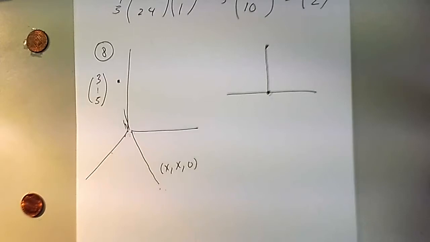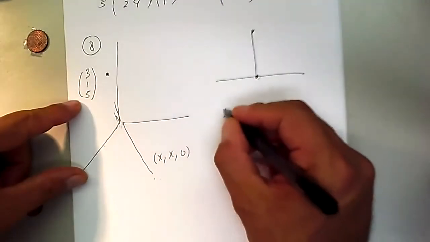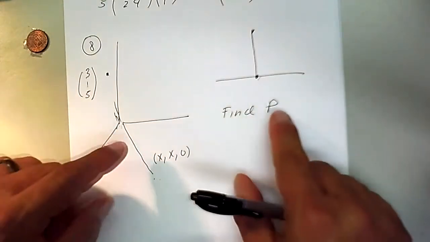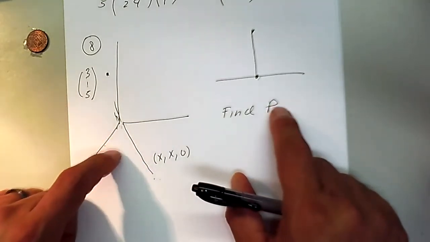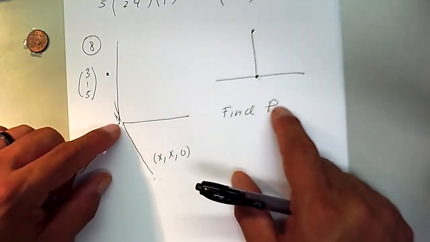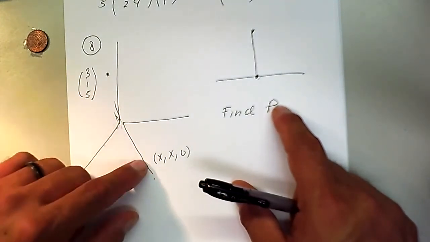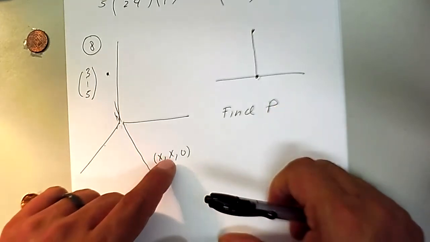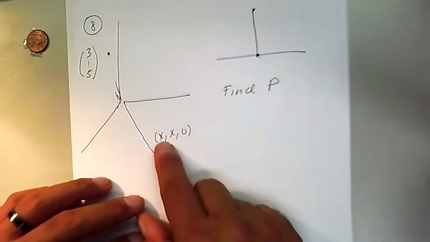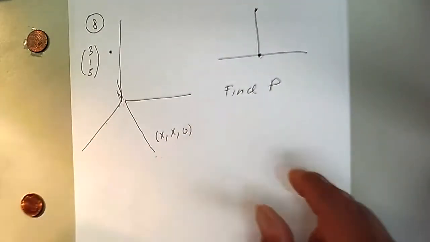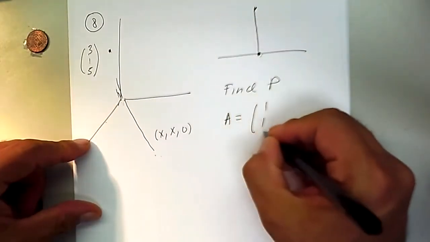But we're not going to use calculus this time. We're just going to find the matrix. So find P. Now, each object that we are projecting onto has its own P. What we need is one non-zero vector on this line. It's easy to pick 1, 1, 0, because if X is 1, then we have 1 and then 1 and 0. So our matrix A is going to be 1, 1, 0.